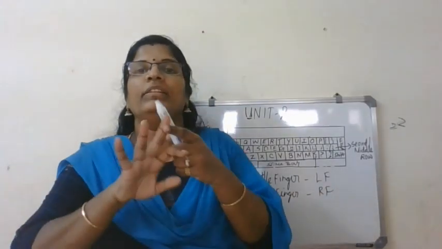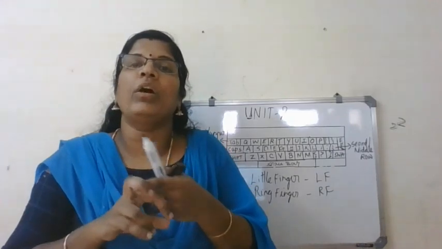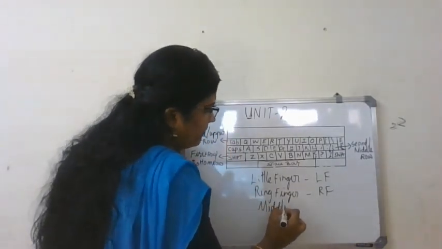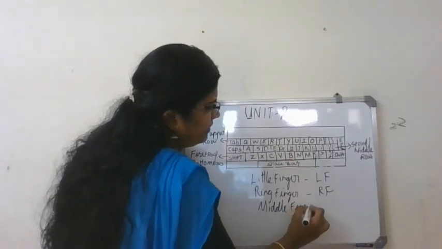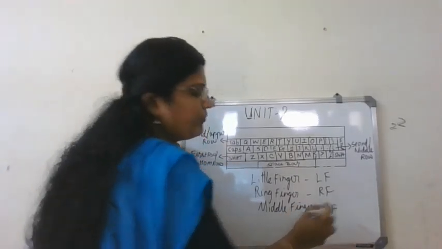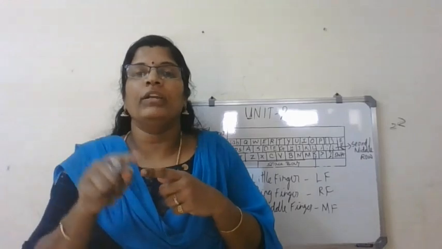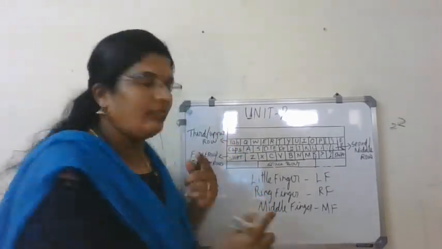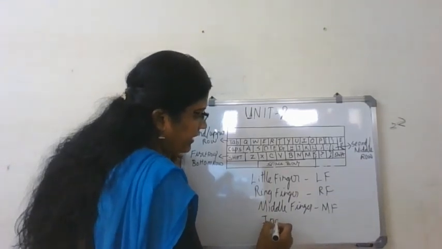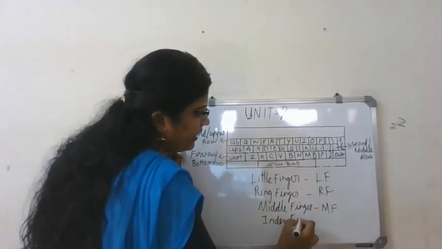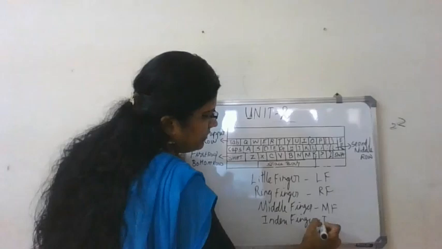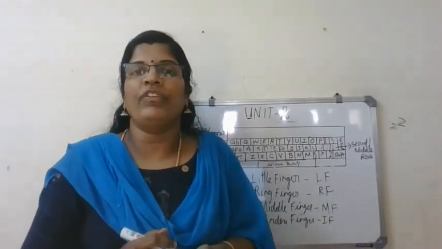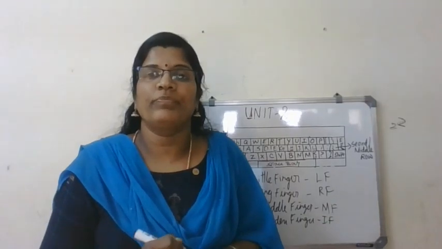Okay. Then this one is the middle finger. We call it MF. Then this is the index finger. To show somebody, we use the index finger. This is IF. Okay. So these are the 4 we use. We don't use the thumb finger, only for space we use it.